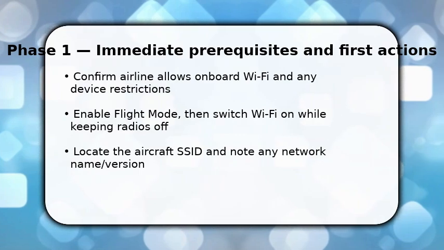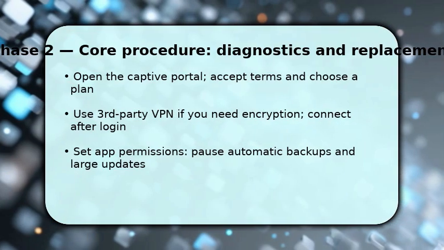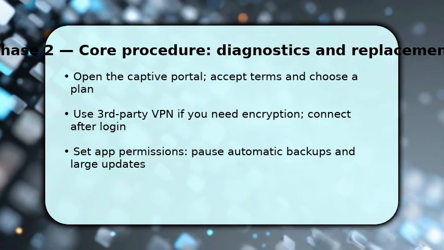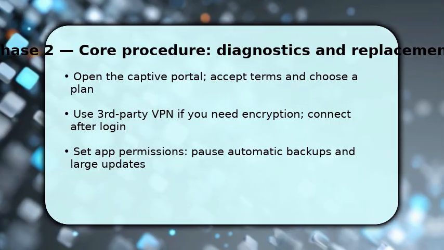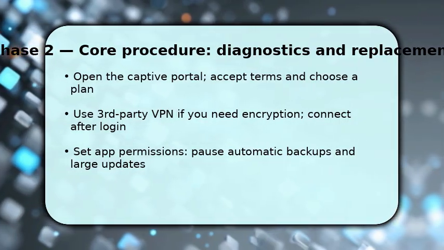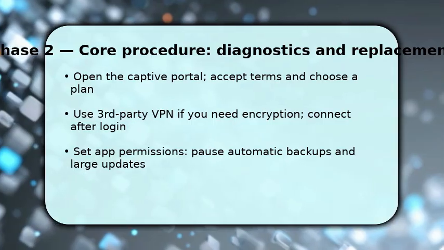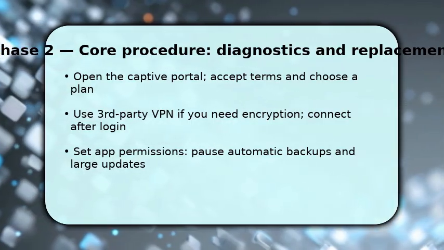After selecting the aircraft network, open your browser to trigger the captive portal. You'll need to accept terms and choose a plan or a free session. Once authenticated, consider starting a VPN for secure browsing. Connect the VPN only after the portal lets you out to the internet.